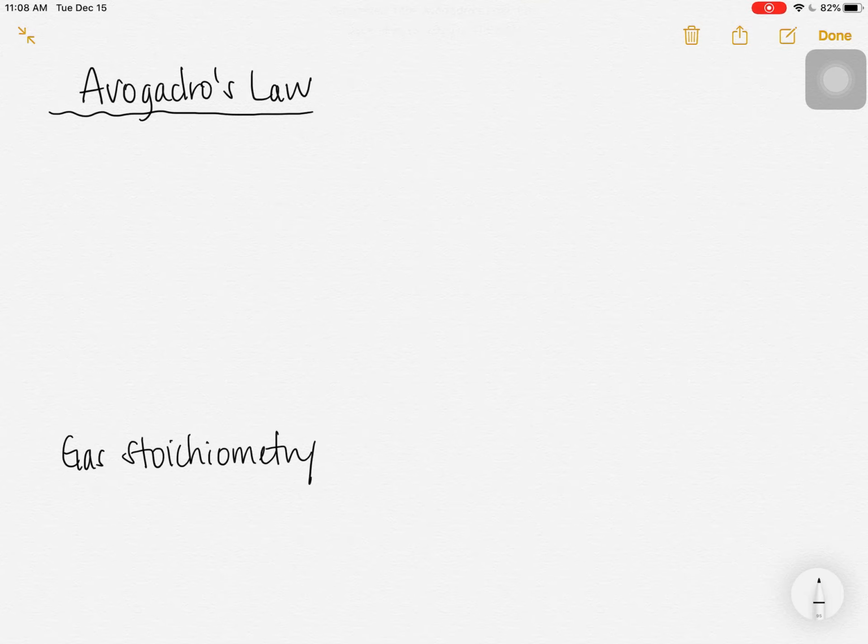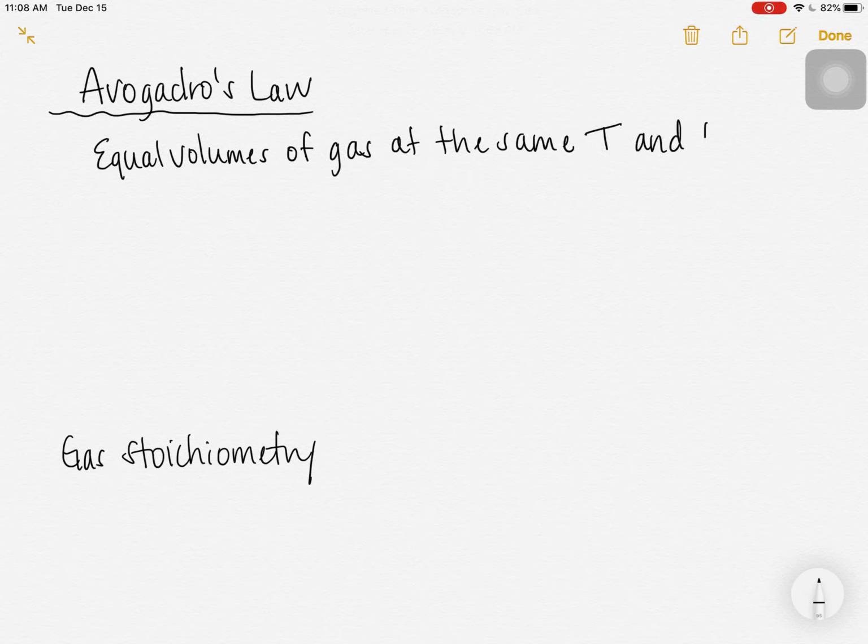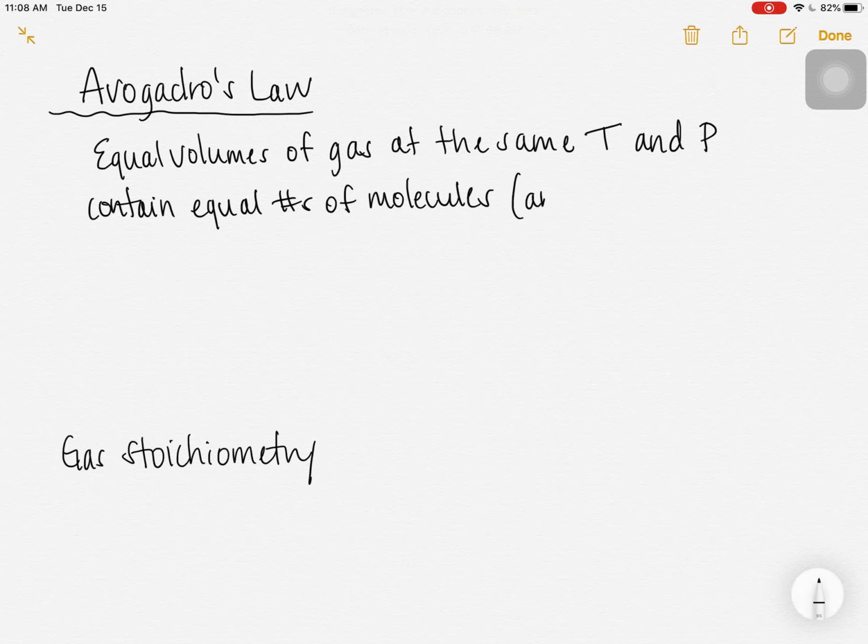And so Avogadro's law is a little bit different, and this law says that equal volumes of gas at the same temperature and pressure contain equal numbers of molecules. Well, if they contain equal numbers of molecules, they also contain equal moles.